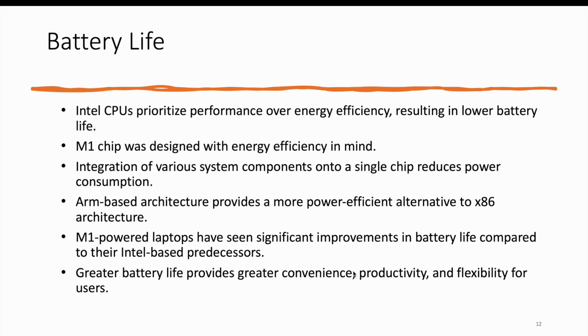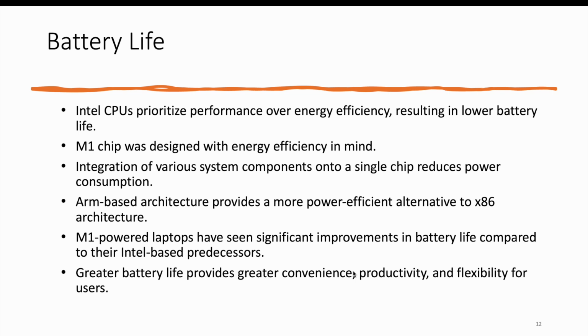And next, we can consider the battery life. The Intel CPU prioritizes performance over energy efficiency, resulting in lower battery life. Intel CPUs have long been known for their high power consumption. This is largely due to their architecture, which prioritizes performance over energy efficiency, as I was previously mentioning. Whereas the newer Intel processors have made significant improvements in power processing, they still can't match the impressive battery life of the M1 chips in Apple's devices.